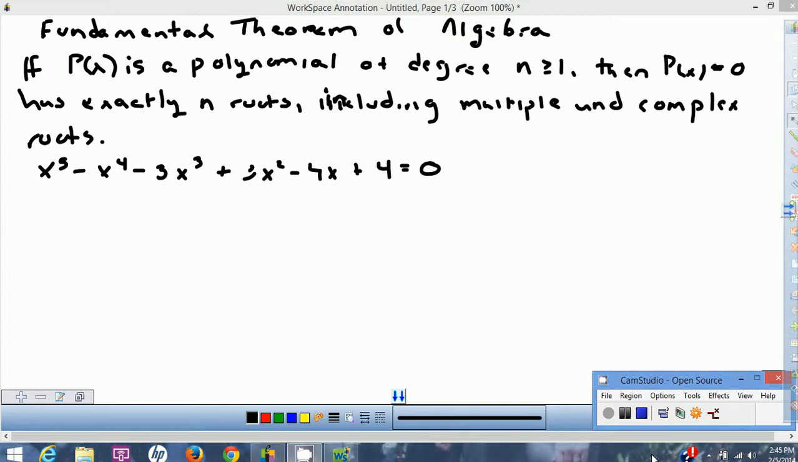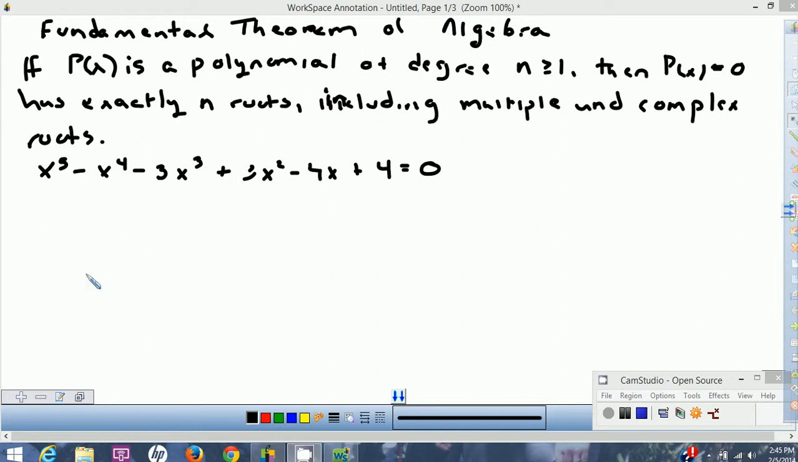It says that if I have a polynomial like this one, x to the fifth minus 3x cubed plus 3x squared minus 4x plus 4 equals 0, that's a fifth degree polynomial. There are 5 roots to that polynomial. They may be rational, they may be irrational. They may be complex or they may be real. But there are a total of 5 of them, even if some of them are repeated.